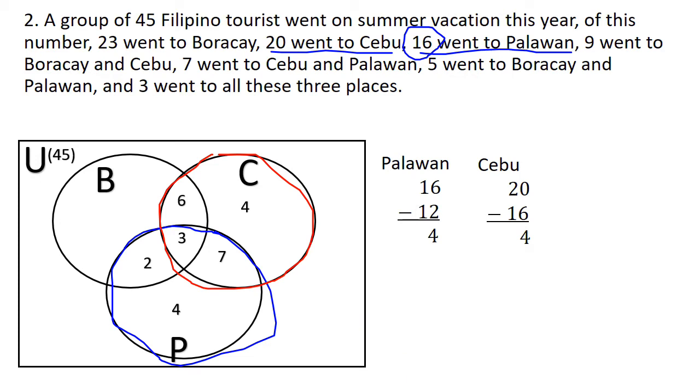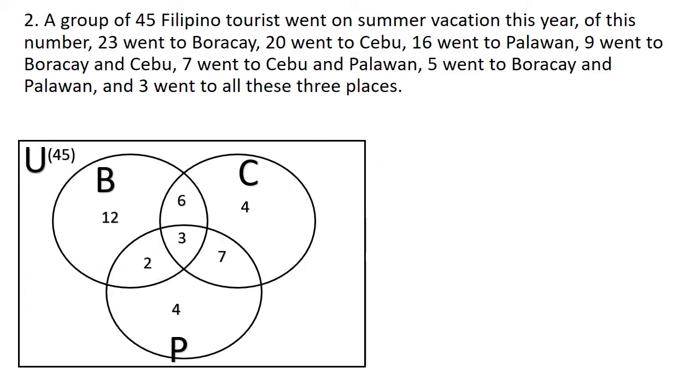The next is we have here Boracay. So there are 23 visitors of Boracay, and this is the area of concern for Boracay. So we have here 23, and then we are going to subtract the total of 6 plus 3 plus 2, and that is 11. 23 minus 11, we have 12. Therefore, we have 12 distinct visitors of Boracay.